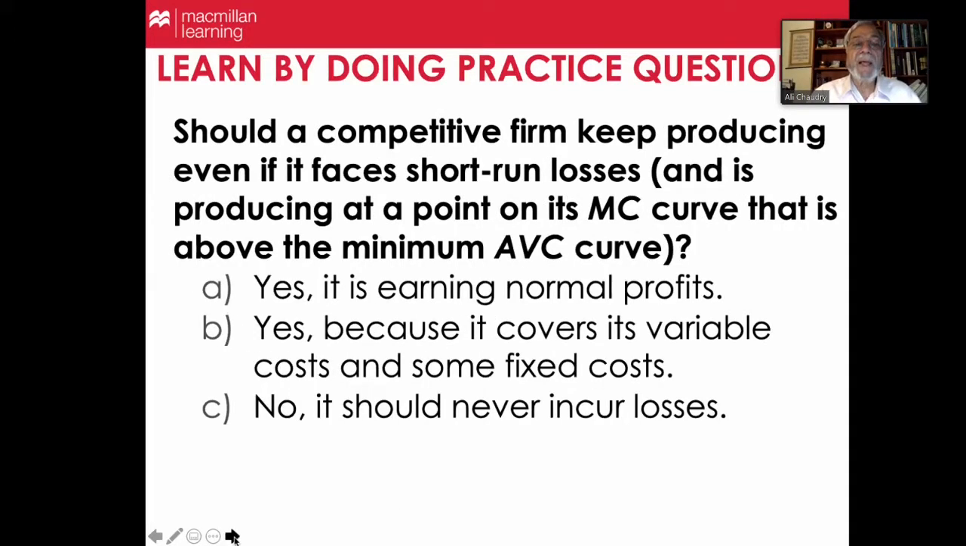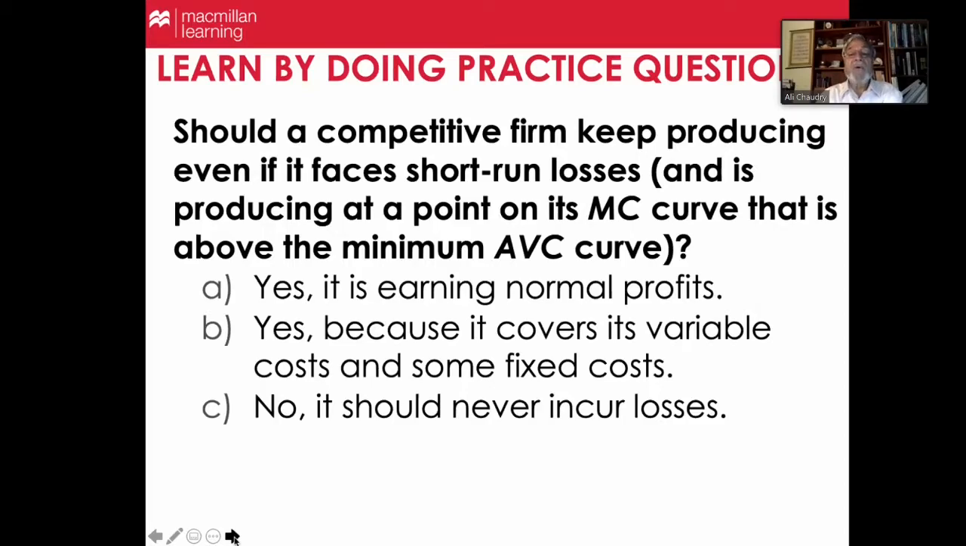All right. Now, next question. Should a competitive firm keep producing even if it faces short-run losses and is producing at a point on its marginal cost curve which is above the minimum average total cost curve? So the options are: yes, it is earning normal profits; yes, because it covers its variable cost and some fixed cost; no, it should never incur a loss. So the question is, should a competitive firm keep producing even if it faces short-run losses?